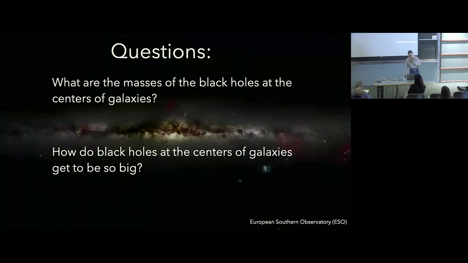Some very general questions that honestly drive a lot of our research are: what are the masses of the black holes at the centers of galaxies, and how did they get to be so big? Because we see black holes born from stellar explosions, but then they're about the mass of the stars that explode. And the mass of the black holes in the centers of galaxies are orders of magnitude larger, so large that it's difficult to explain them by simply having stellar mass black holes accrete gas from their surroundings over the age of the universe.